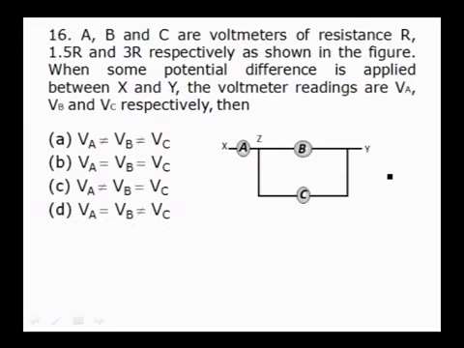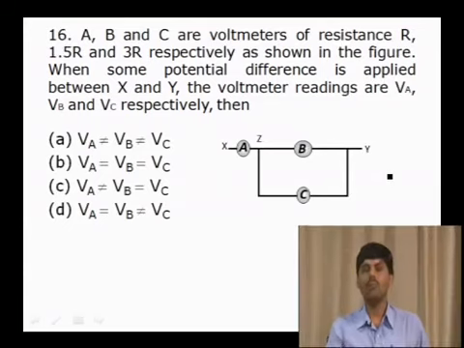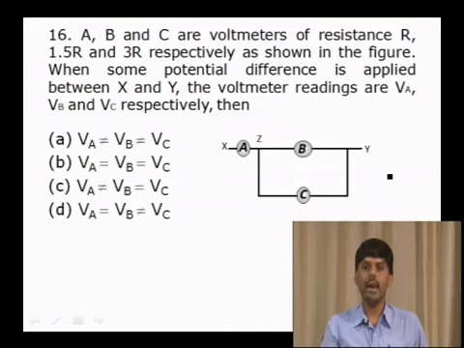Question number 16. A, B, C are the voltmeters across the resistances R, 1.5 R and 3 R respectively as shown in the figure. When some potential difference is applied between X and Y, the voltmeter readings are VA, VB and VC respectively. Then option A, VA not equal to VB not equal to VC. Option B, VA is equal to VB is equal to VC. Option C, VA not equal to VB is equal to VC. Option D, VA is equal to VB not equal to VC.